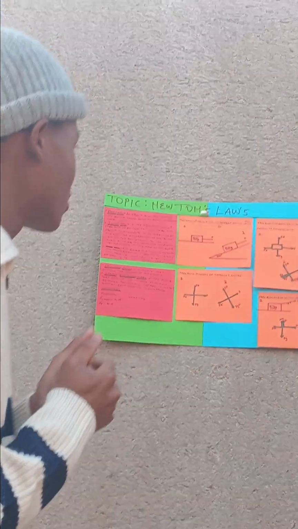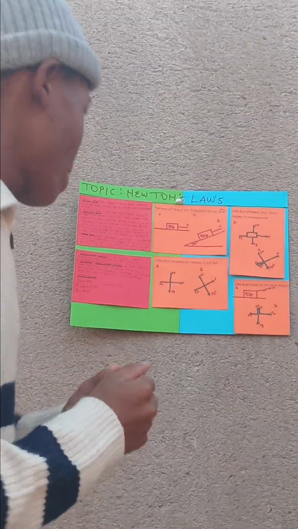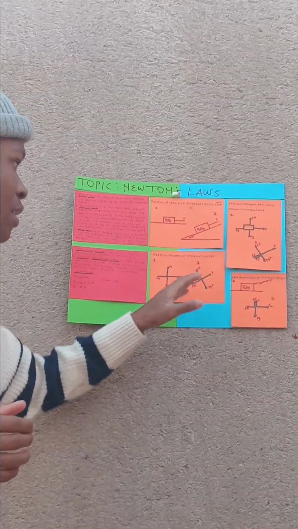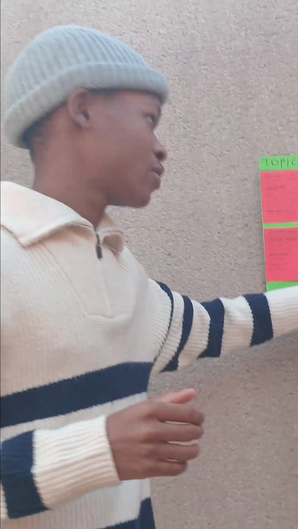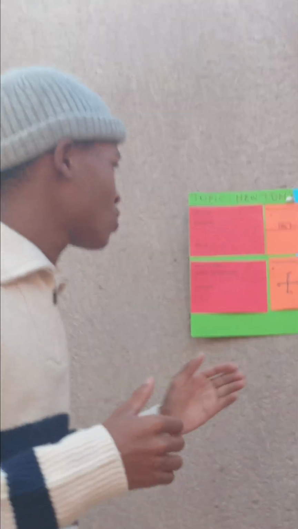Here we have free body diagrams for the two objects. Here we have the applied force, normal force, and gravitational force. The normal force and gravitational force are equal because of what?